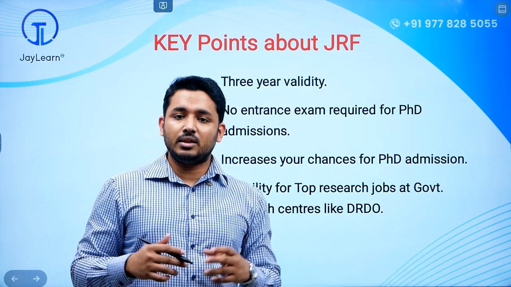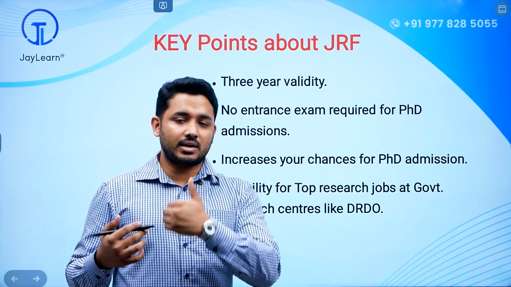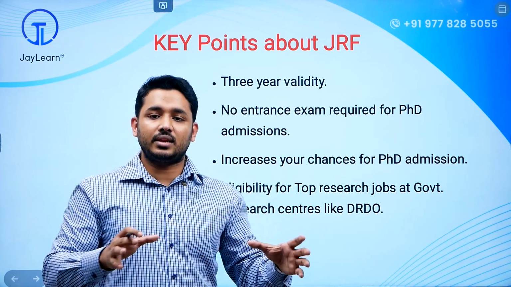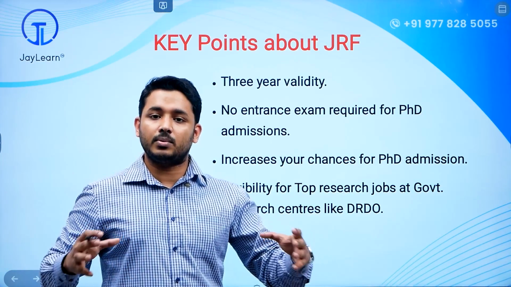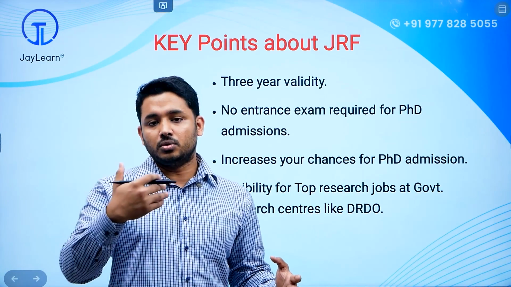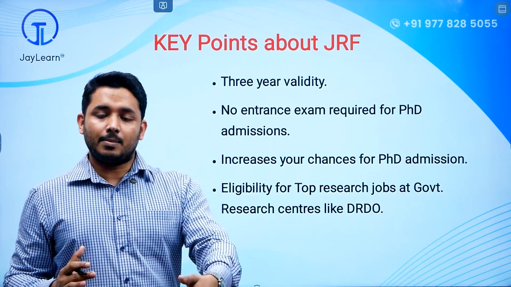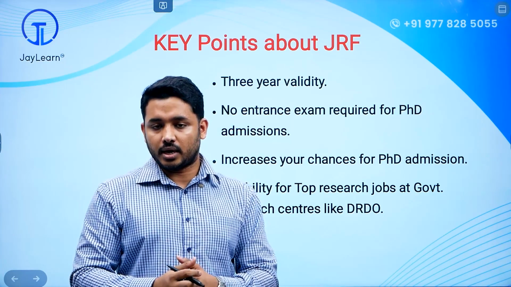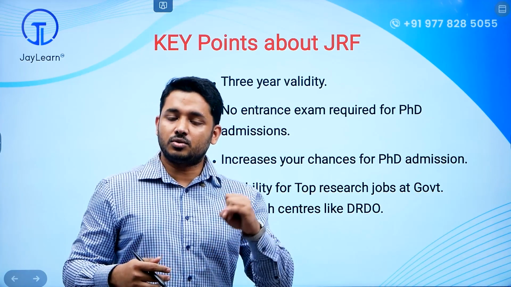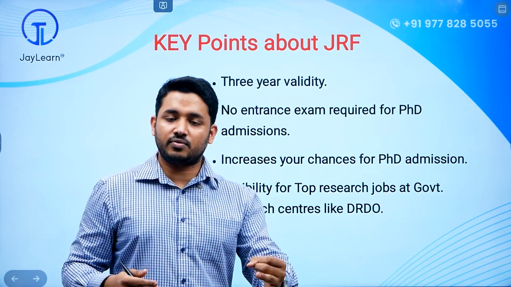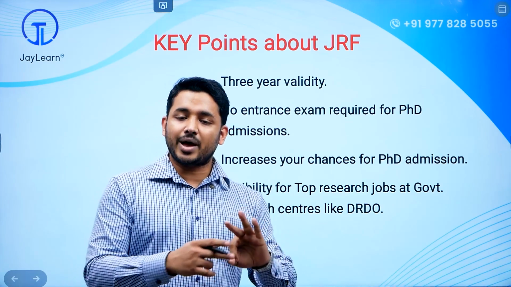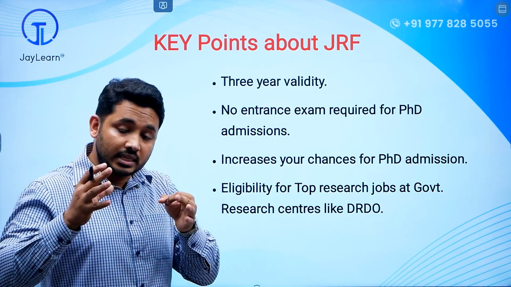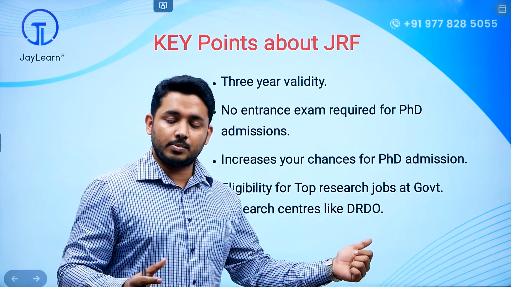And what is the meaning of 3-year validity? So once you clear JRF, you have to register for PhD within 3 years for that JRF to be effective. All right. So you clear JRF in the coming December 2023. Okay. 23 to 24, 24 to 25, 25 to 26. So it's valid till 2026 December. So you get 3 years of time to get into a PhD.